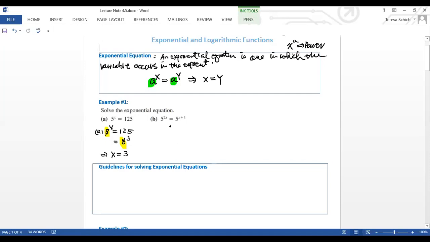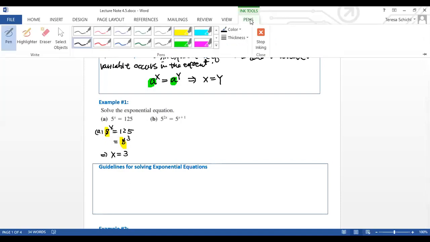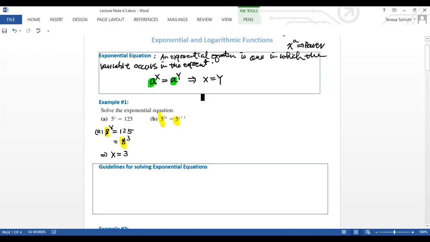The same way here, if you see 5 to the 2x equal to 5 to the x plus 1, they have the same bases, so I can cross that out. What I have here is the exponents: 2x equal to x plus 1. Then you subtract x from both sides, and you get x equal to 1. All right, so for those types of problems, it's pretty easy to solve.